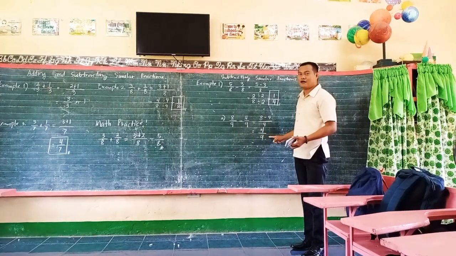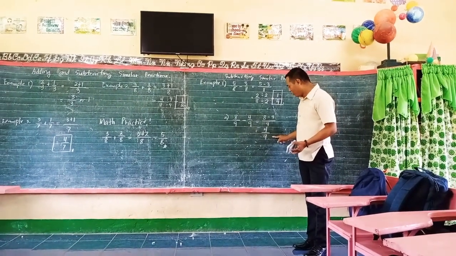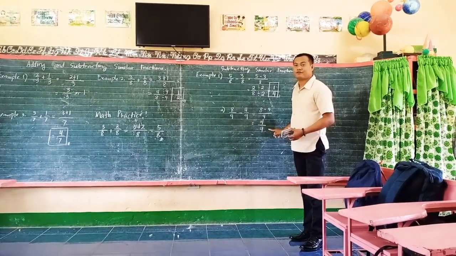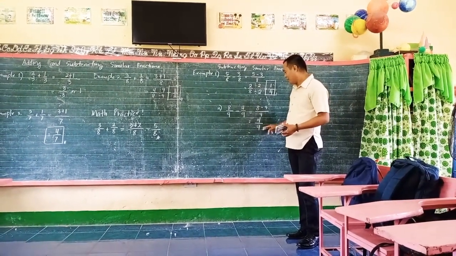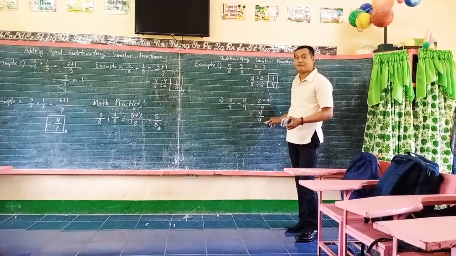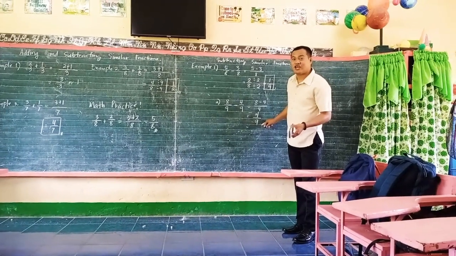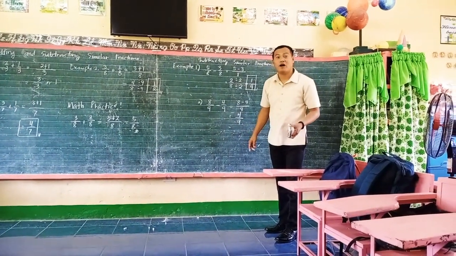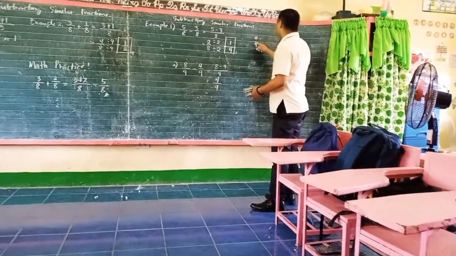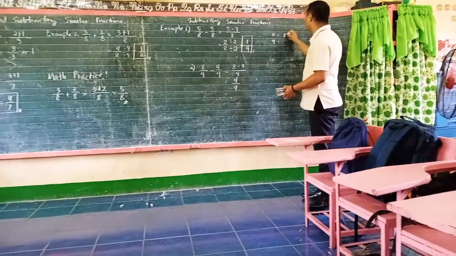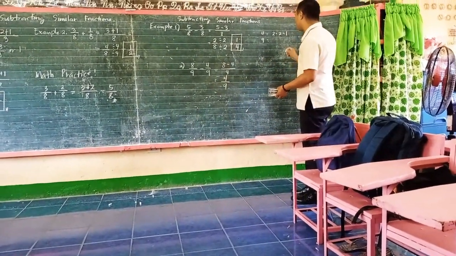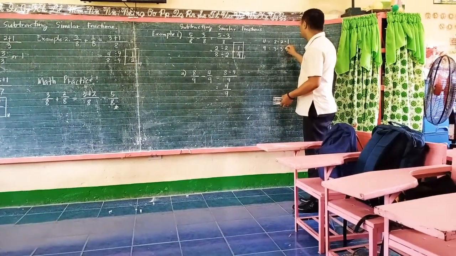Can we reduce 4 over 9 into its simplest form? No. Very good. Why? Exactly, because the GCF of 4 and 9 is 1. Okay, so let's see. 4 and 9. So we have prime factors of 4: 2 times 2 times 1. And prime factors of 9, we have 3 times 3 times 1.